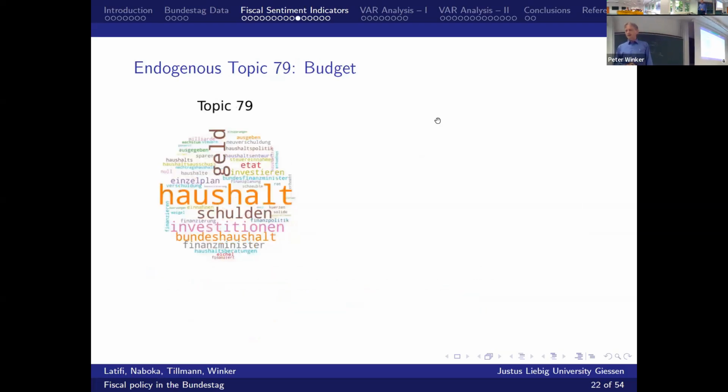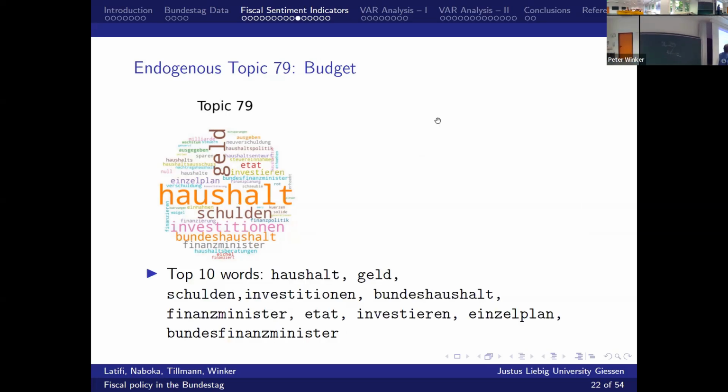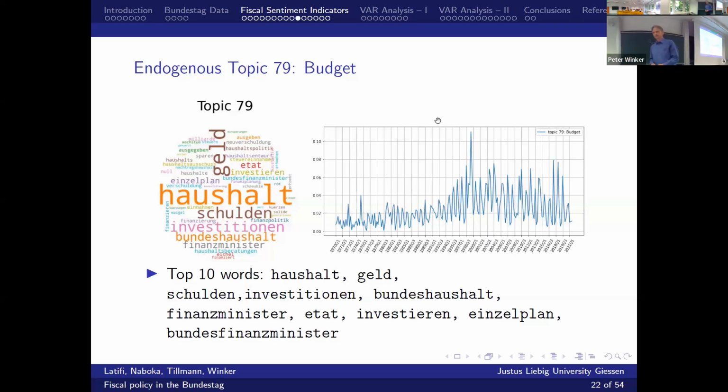And another example was budget. That's of course something completely endogenous, depending on the economic situation: tax income, expenditures for the social security system, everything is driven by the economy. So this is typically endogenous. And there we have the budget, we have debt, we have the official budget, and so we consider that more to be endogenous.